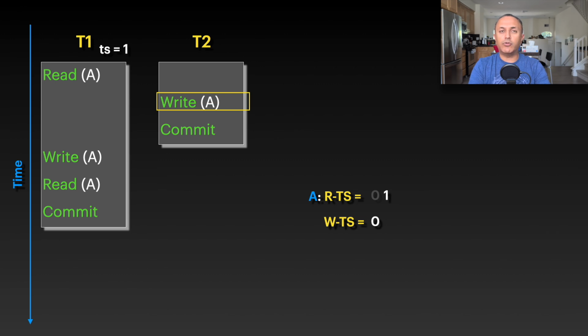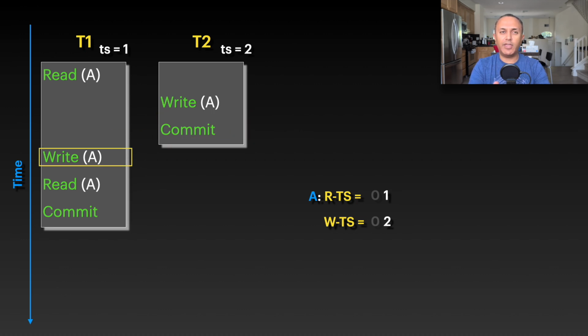We are going to do the write as part of T2, but before that we assign a timestamp to the transaction and then do the write check. Again, the timestamp is greater than both the object timestamps, so the write will be successful, and we update the write timestamp. Now we go back to T1 after committing T2.